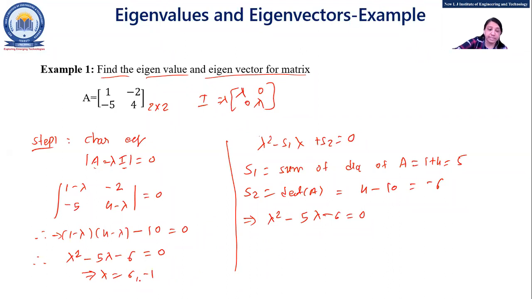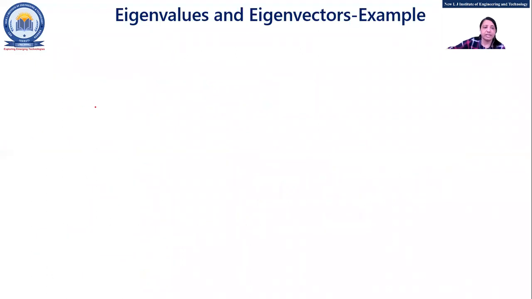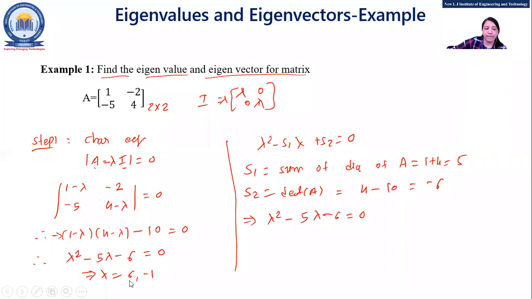Whatever you found, that is lambda. Now the next step is to find the eigenvectors. Any doubt in eigenvalues? Eigenvalue means lambda. Now for the eigenvectors: here two eigenvalues are there, 6 and minus 1.